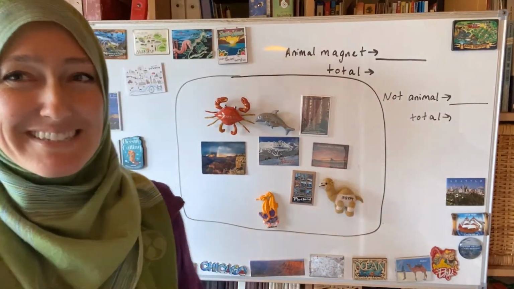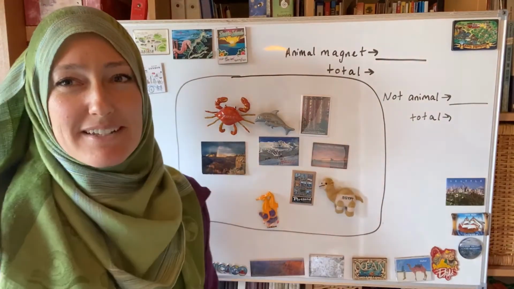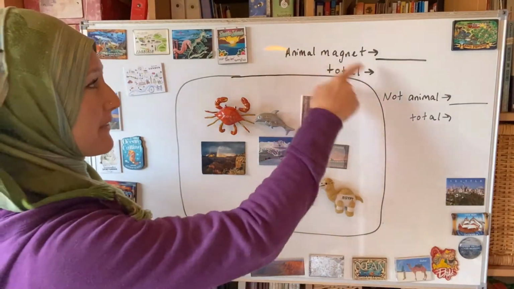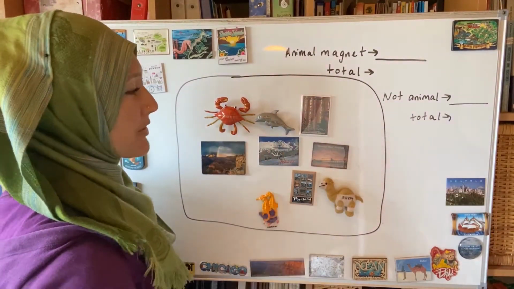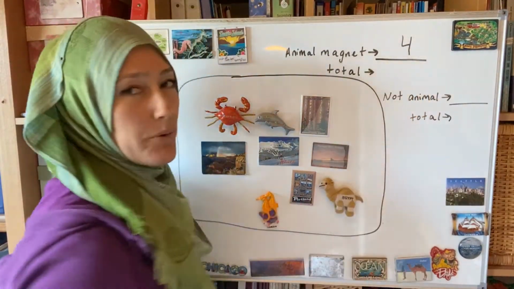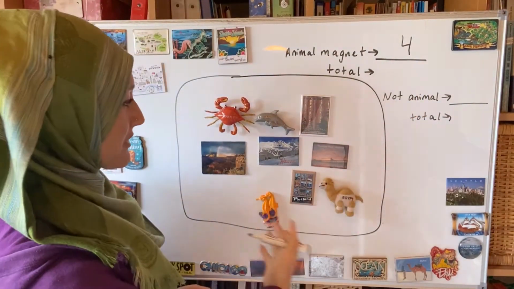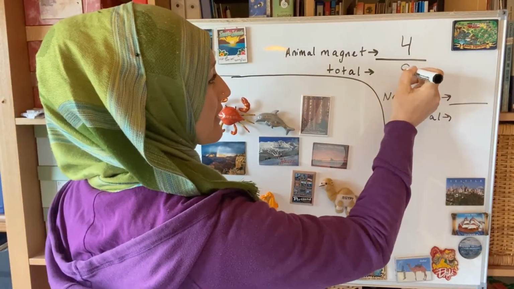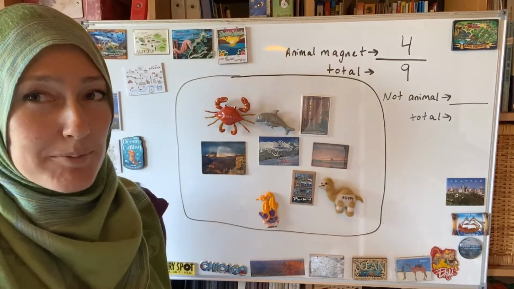Here's a super fast example. If I want to talk about these magnets and I want to know the fraction of magnets that have animals on them, I count the number of magnets, 1, 2, 3, 4, so there are 4 that have animals. And the total amount, or the whole amount, is how many altogether? So 4, 5, 6, 7, 8, 9. So 4 out of 9 have animals on them.